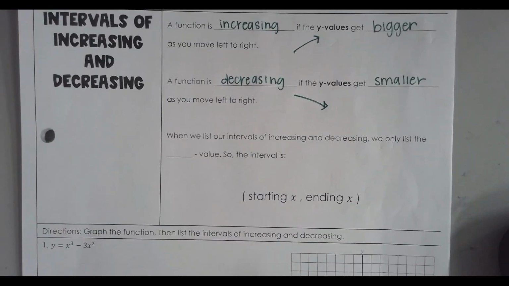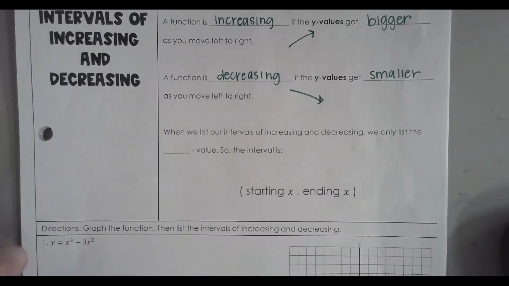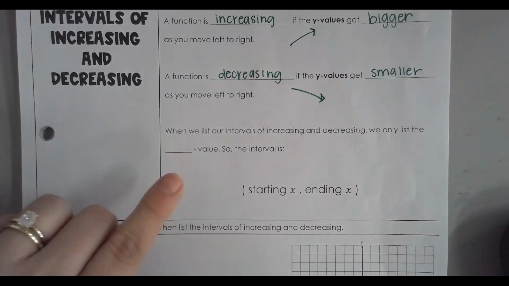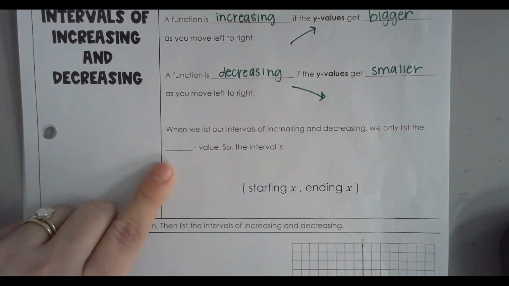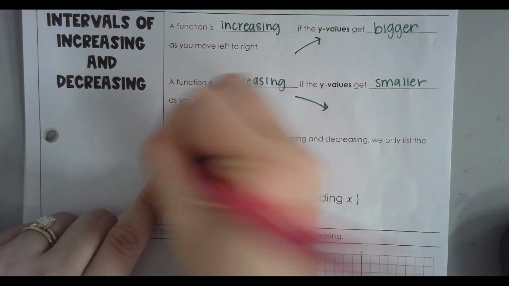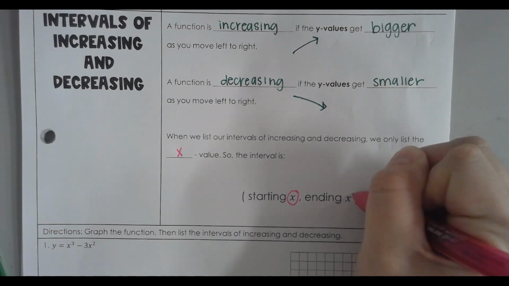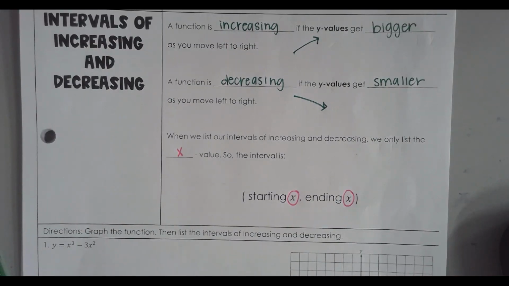When we write our intervals, for increasing and decreasing, this is just the rule, we only list the x values. And you saw that on the Desmos, it only had the x. Like when you dragged the point, it said x equals this. That was the number on the interval.